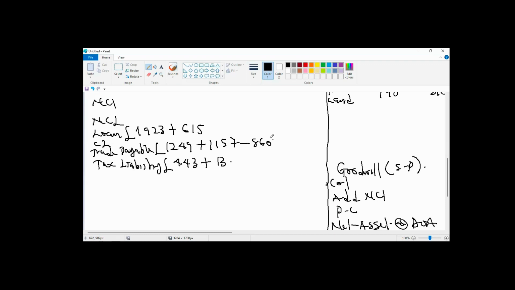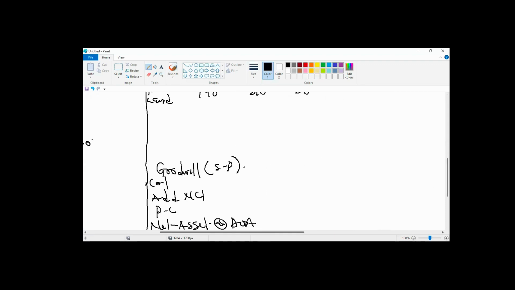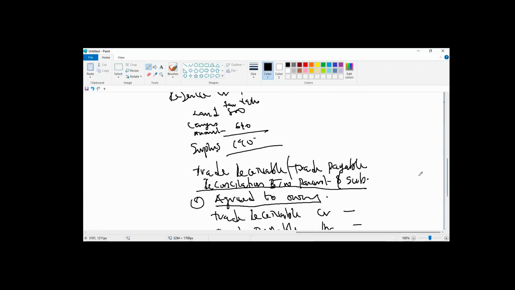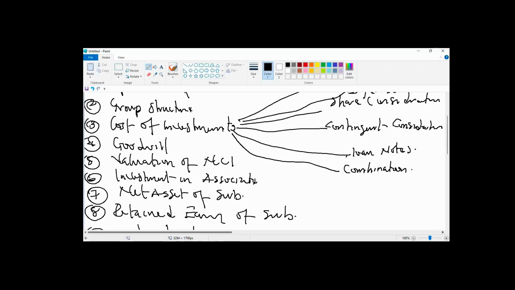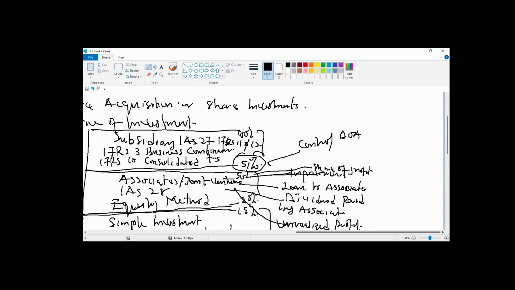Next one. Junior Swakol Limited sold inventory to, unrealized profit on inventory. What is the adjustment? Let me see. Do we have space? Should I open another? Let me open. Okay. Good.